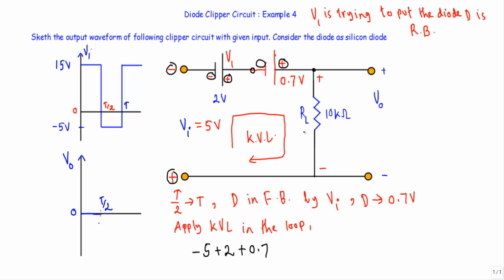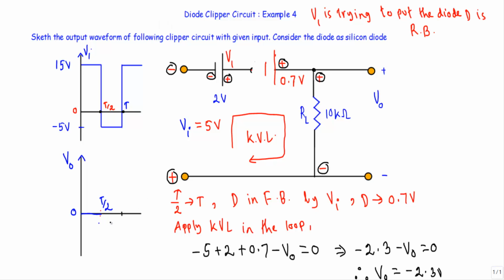After that, I will see this 10 kilo ohm resistor. As I am taking the output across this terminal to this terminal, I will see the positive terminal first and negative terminal later. Therefore, it will be -VO, which will be equal to 0. Now see, here I will get -2.3 minus VO equal to 0, from which I can write down our output voltage VO will be equal to -2.3 volt. That means between T/2 to T, within this time interval, our output voltage will be equal to -2.3.